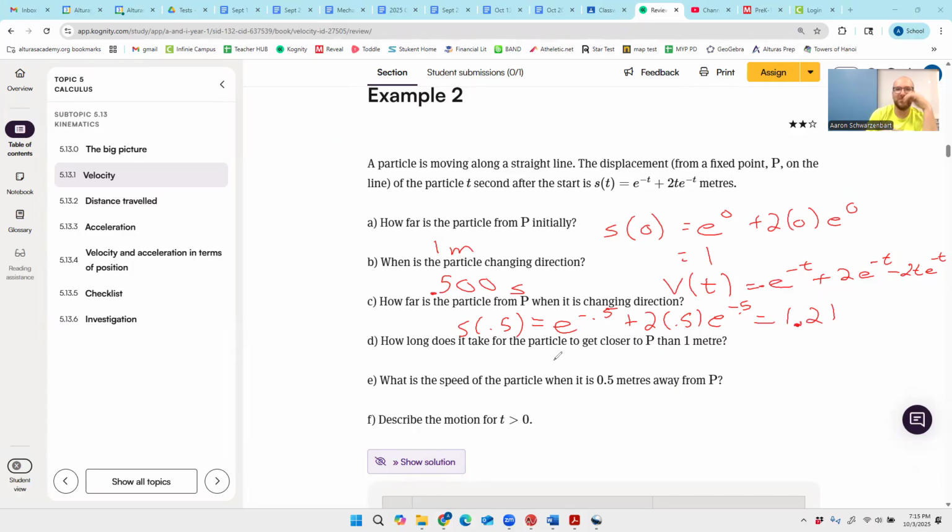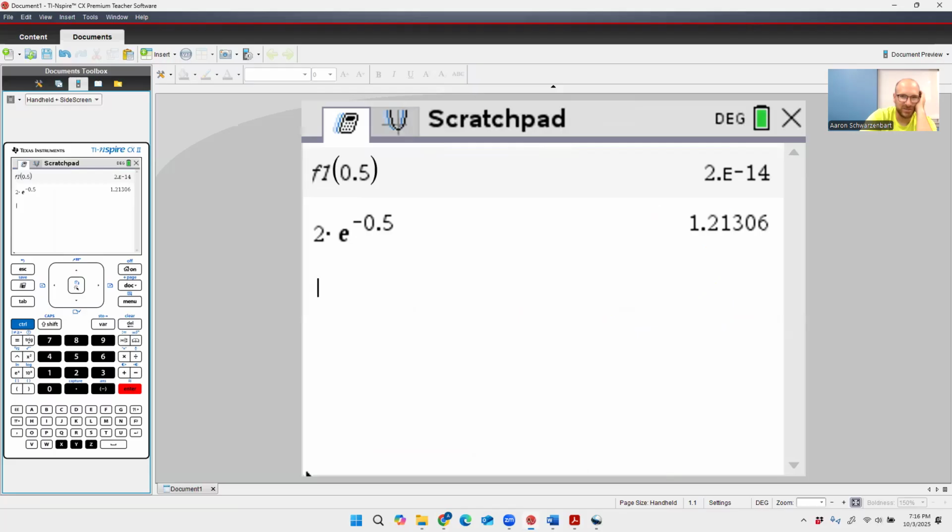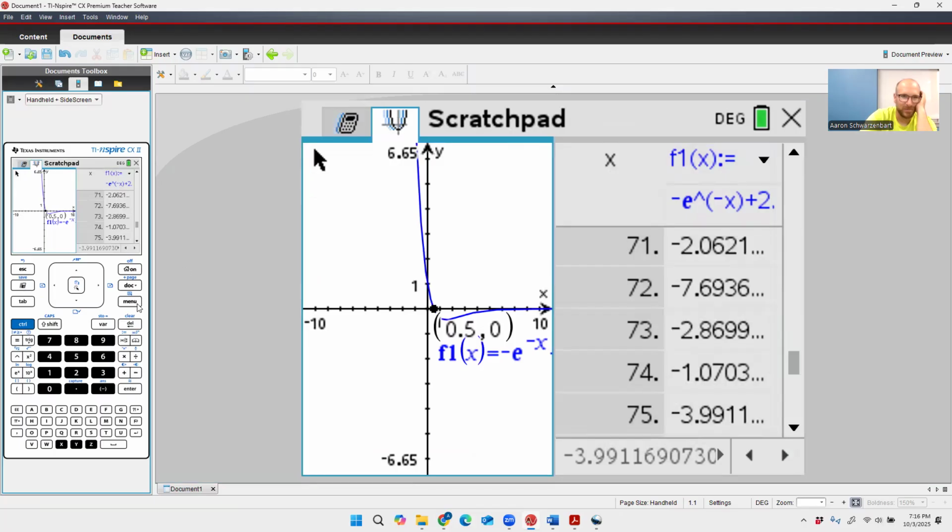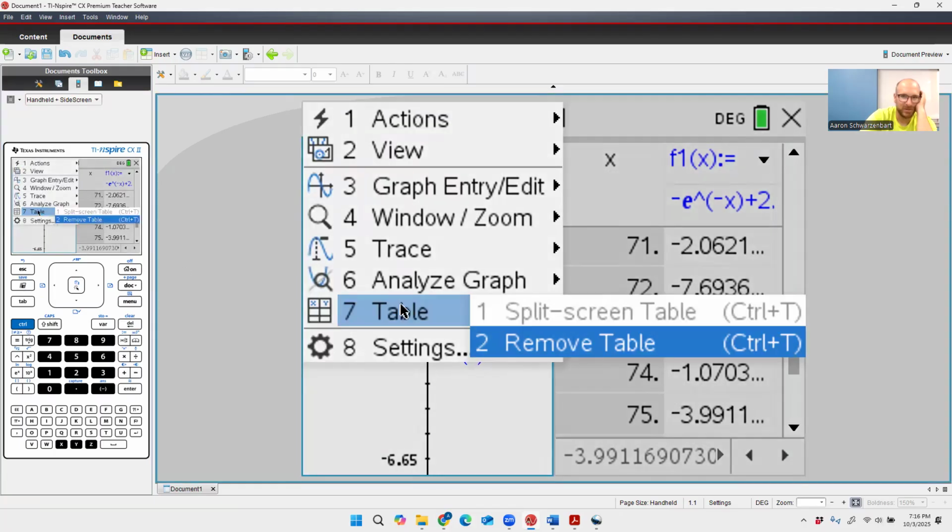How long does it take for the particle to get closer to P than 1 meter? So I could graph this again, but I need to now graph the original. I'm going to clear this out so that my graph's a little easier to see. I'm going to hide my table.